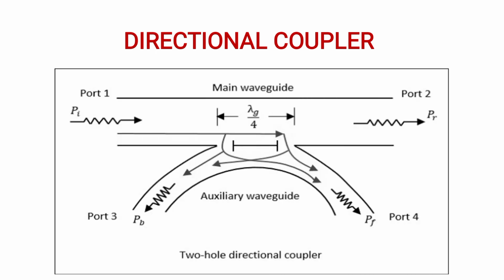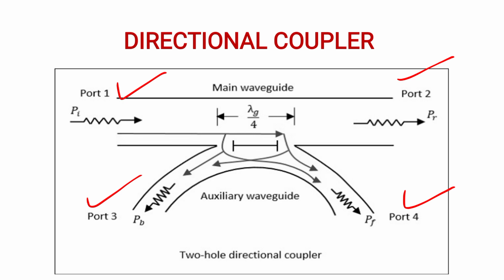Now let's see the diagrammatical representation of a directional coupler having four ports. Here observe, it is port 1 and port 2. Port 1 and port 2 exist in the main waveguide, so we call these two ports collinear ports. Port 3 and port 4 are with the auxiliary waveguide, so we can call port 3 and port 4 auxiliary ports.